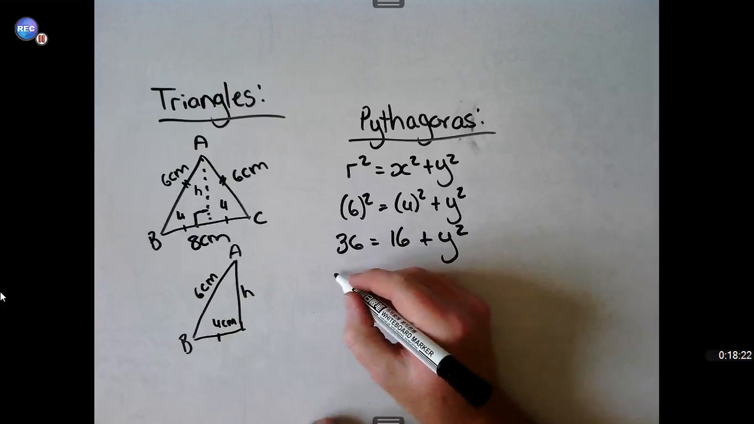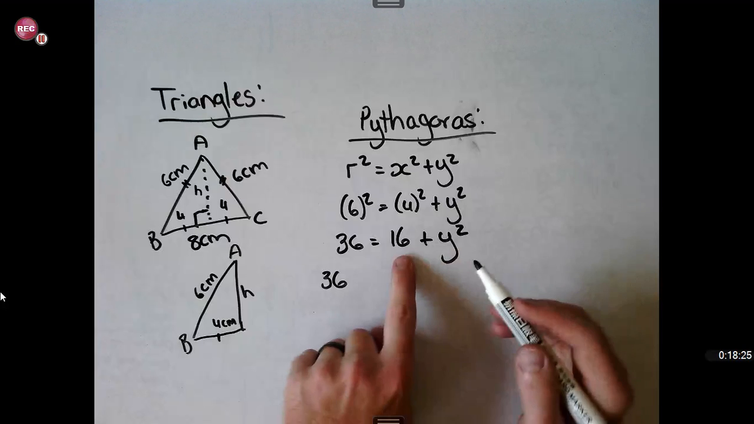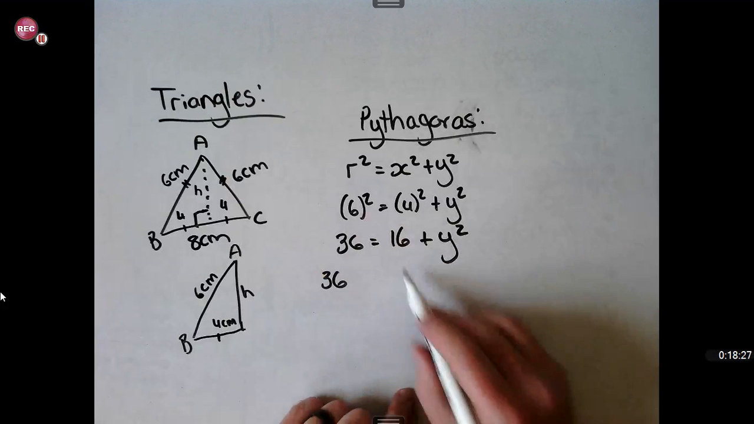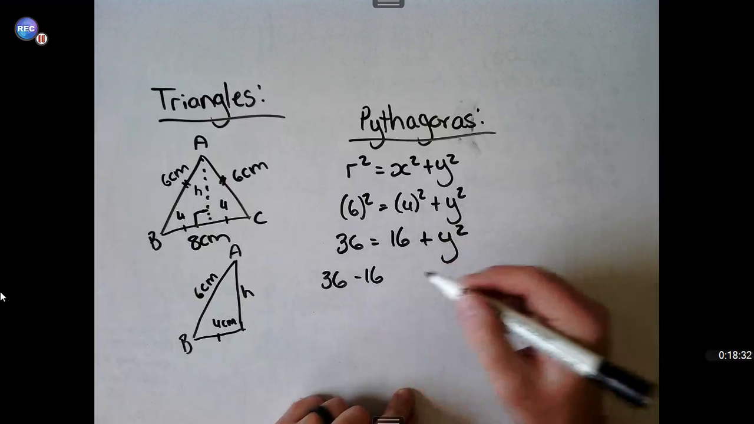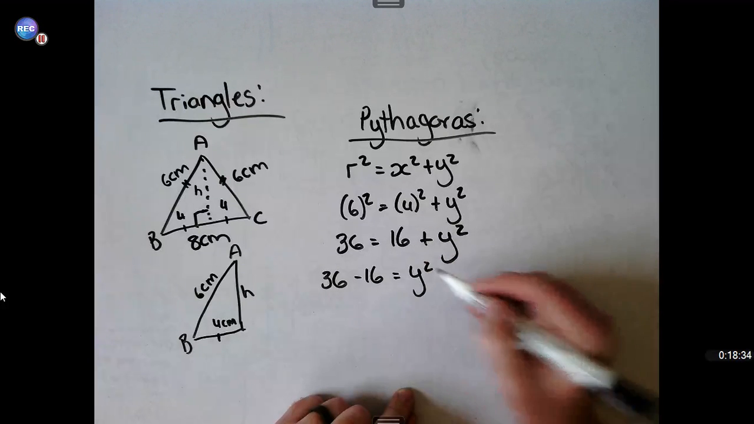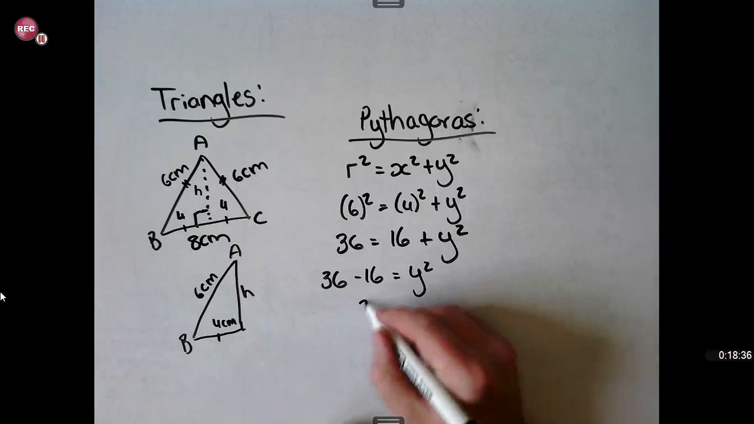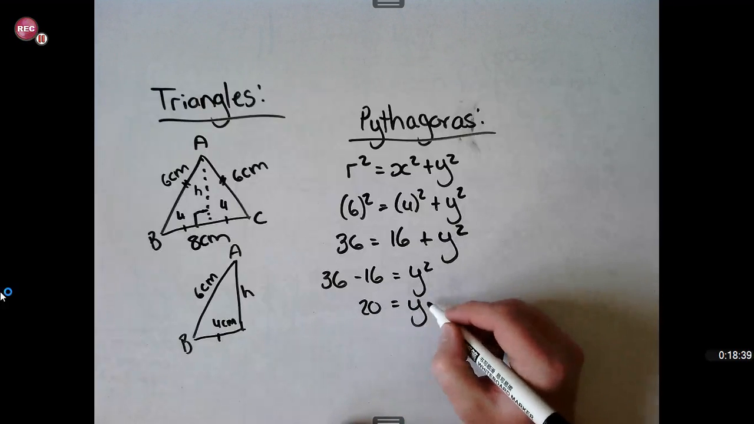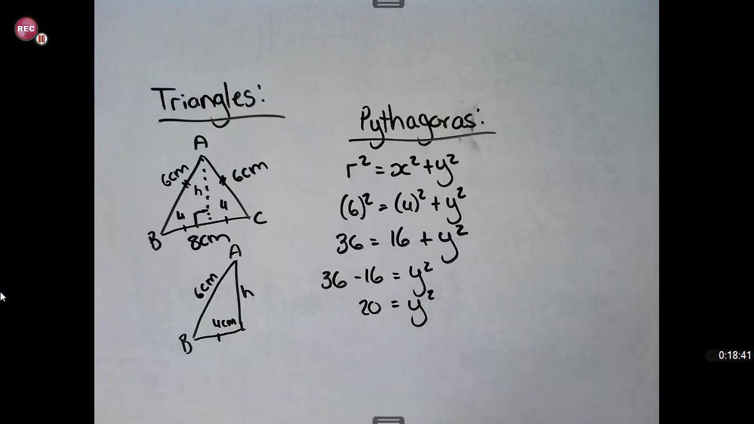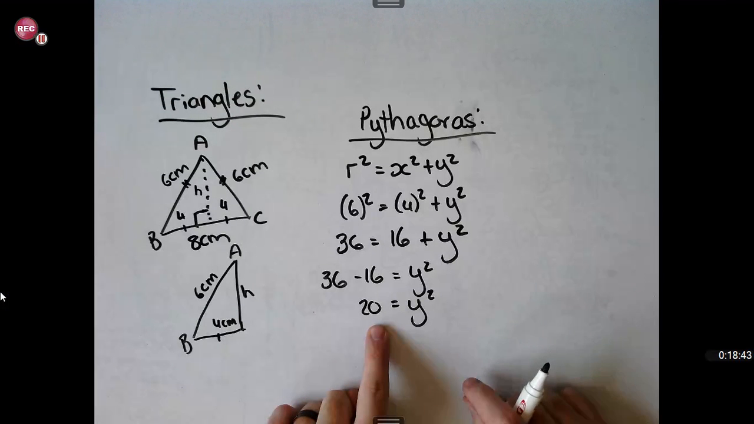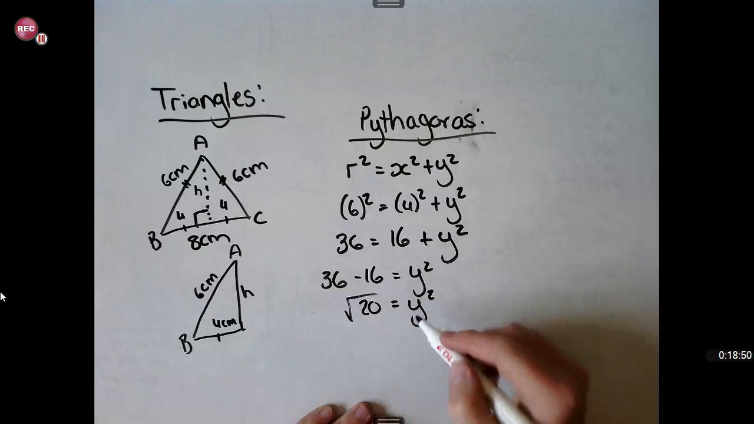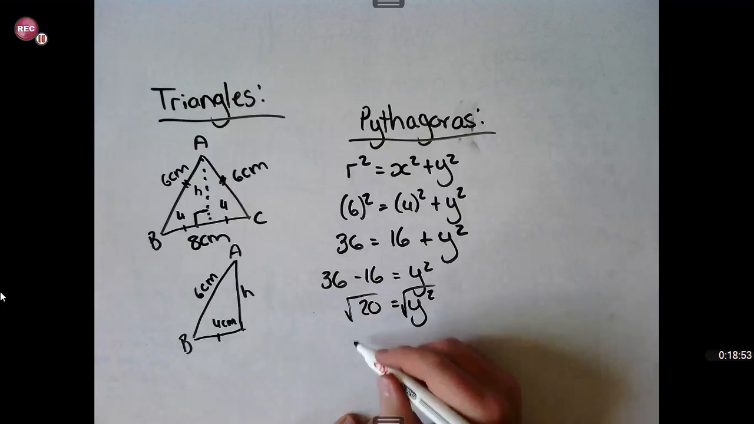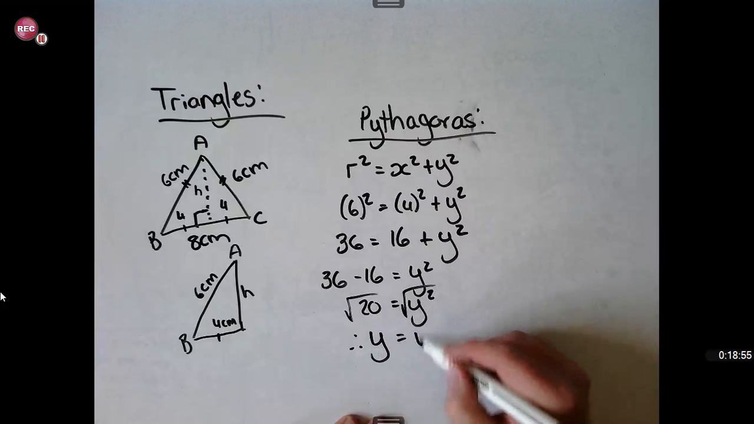Now, we've got 36. We need to carry the 16 over because we want y as the subject on its own. So it becomes negative 16 is equal to y squared. If we subtract this, it becomes 20 equals y squared. Now, here comes the trick. We need to square root both the left side as well as the right side because it's an equation. So, square root of 20 and square root of y. So therefore y is equal to the square root of 20.